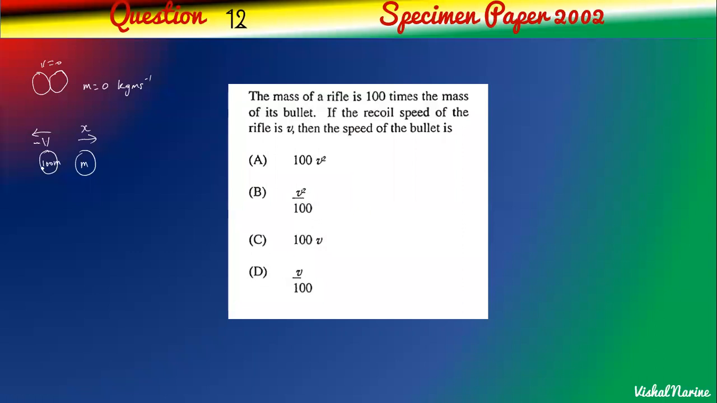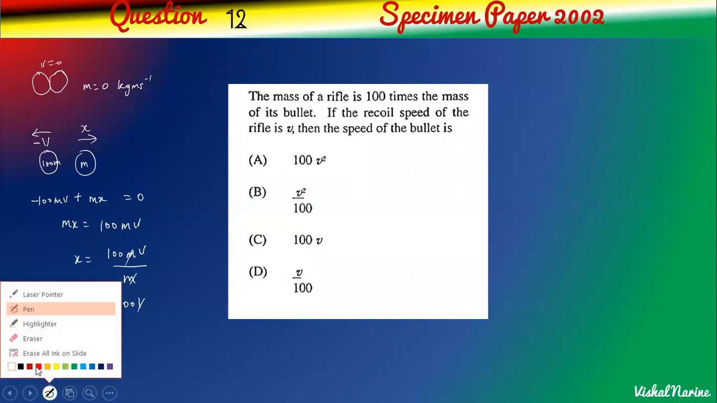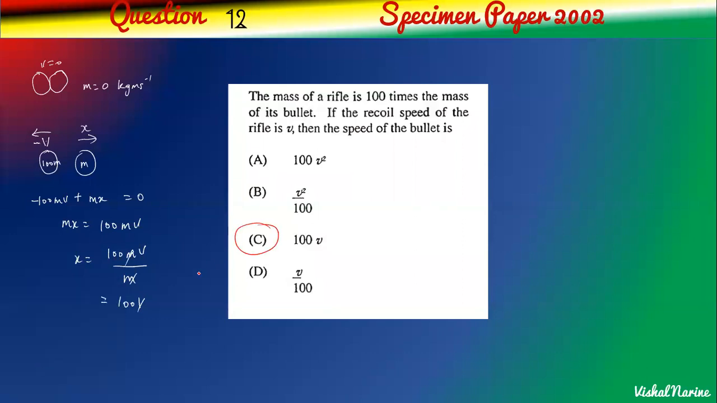So multiplying, we'll have 100 mv, so actually minus 100 mv, plus m times x, and this should equal to 0. So therefore mx will equal to, taking this across, 100 mv. X is equal to 100 mv divided by m. M and m cancel there, and it is going to be 100 v. So the answer there is C, 100 v.